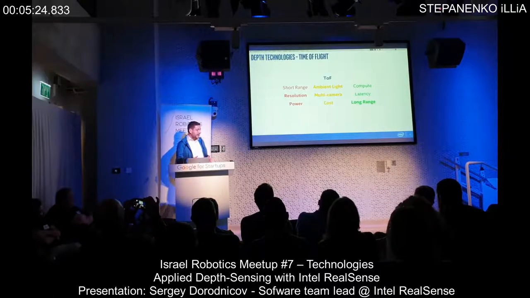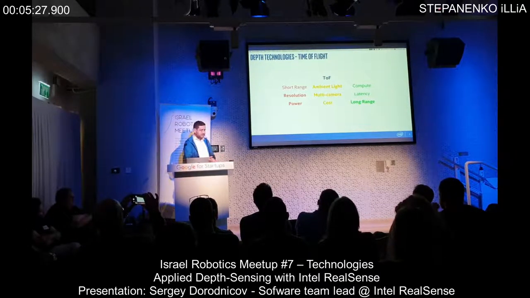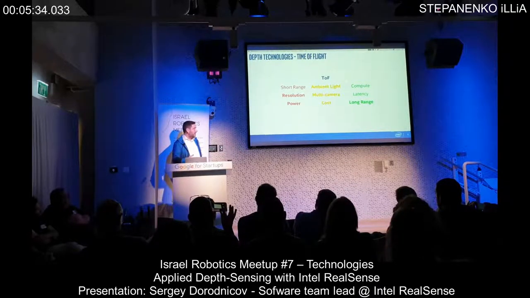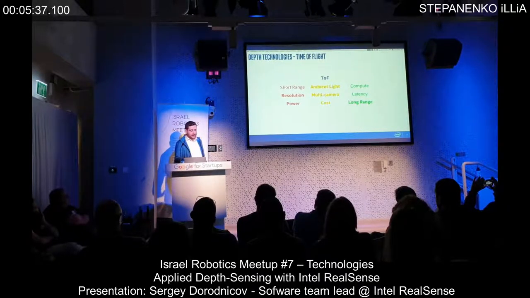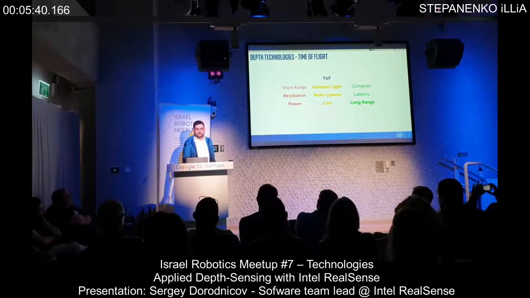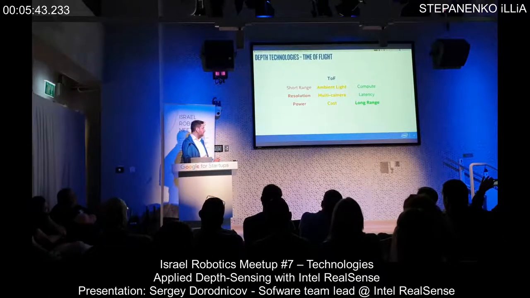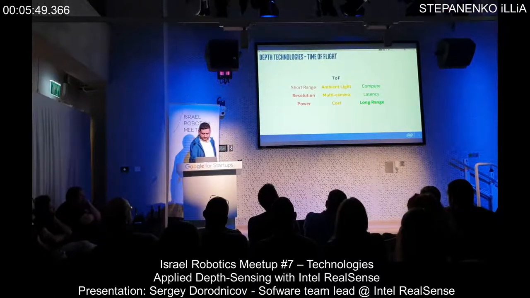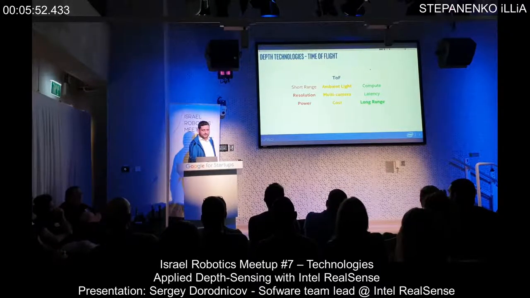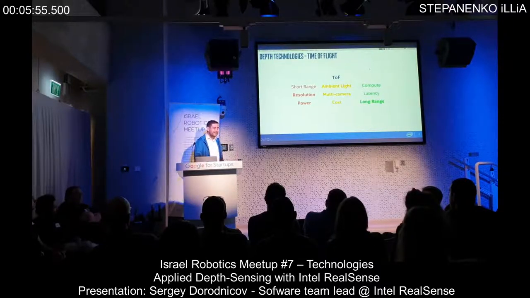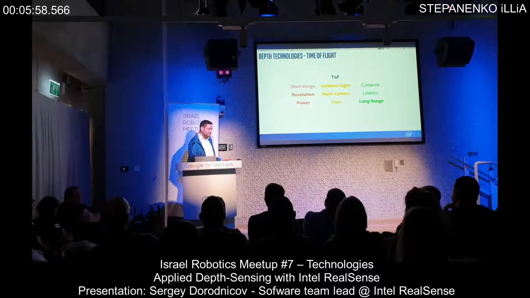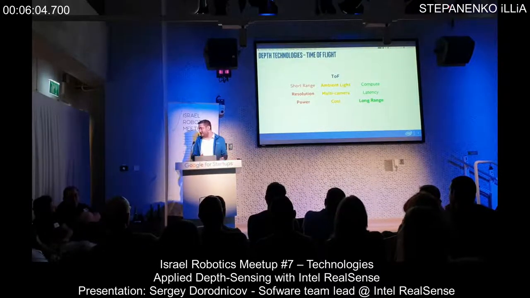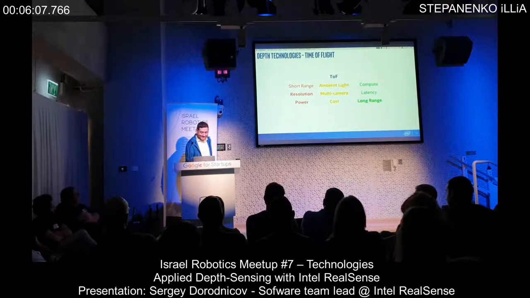The main problem with time of flight is the problem of power, because in order to get a single depth frame, you have to illuminate each and every pixel, and as a result, resolution is often sacrificed to have fewer pixels and save on power and cost. I'm not covering all the different quirks and features of these sensors, but given the limited time, I have to pick and choose.